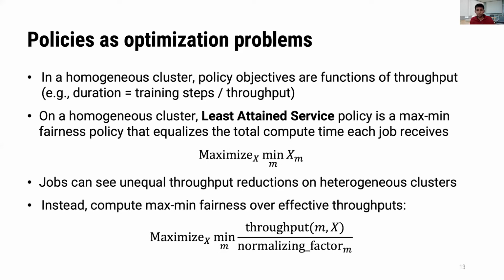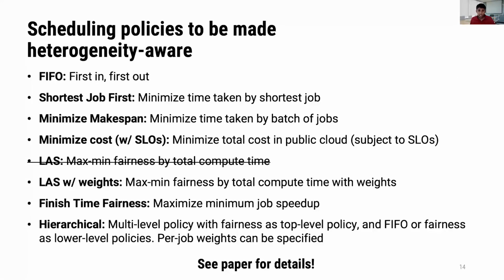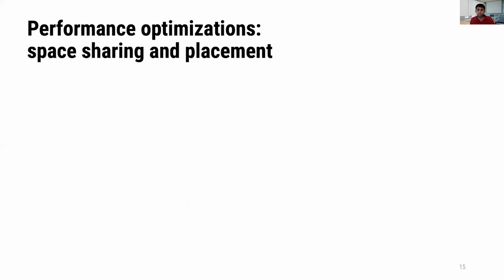For example, a ResNet 50 job could train at the rate of hundreds of samples per second, while a more computationally intensive language model might only be able to train at the rate of tens of samples per second. And so this normalizing factor allows us to be able to compare these quantities across different jobs. Other policies can be similarly expressed as optimization problems with objectives in terms of the effective throughput. And you can see our paper for details on how we actually do this.